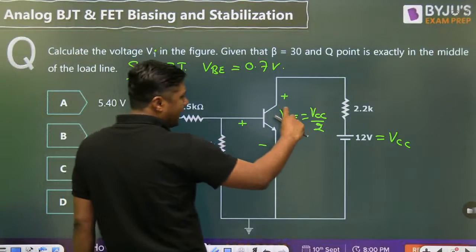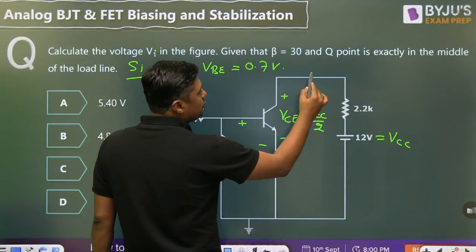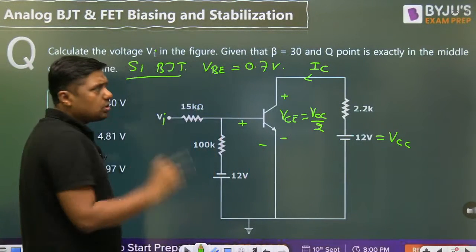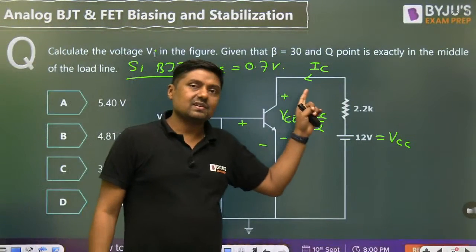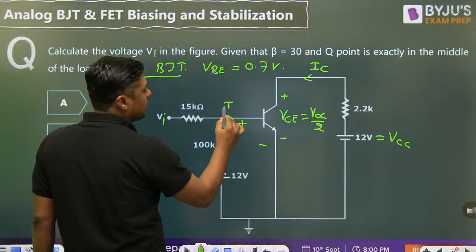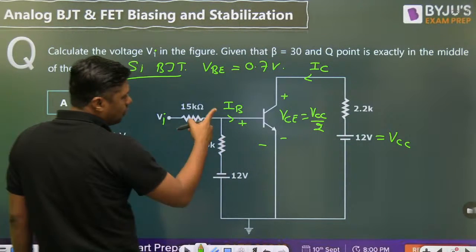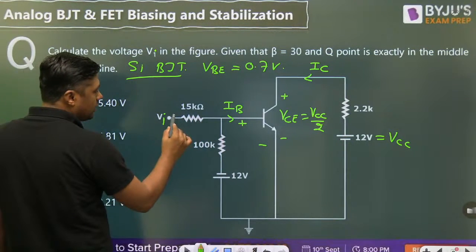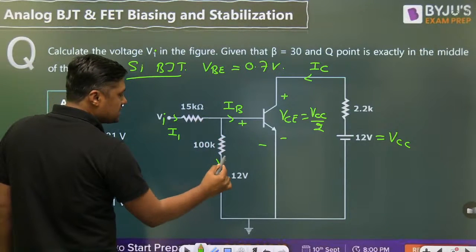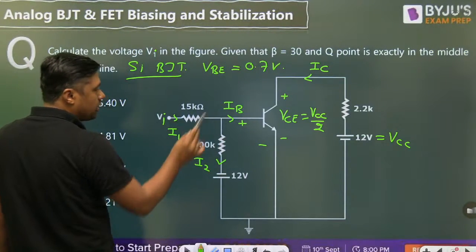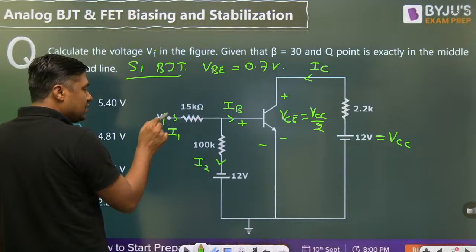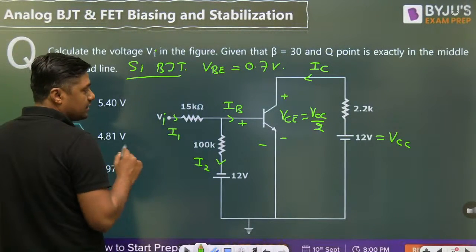Once you know the value of VCE, you can calculate the IC. Once you know the value of the IC, you can calculate the IB because IC is equal to beta IB. And once you know the value of the IB, let this current be I1 and this current be I2. So what is the IB? I1 minus I2. From that you can find the value of VI.